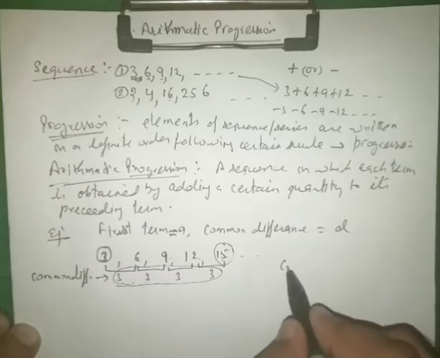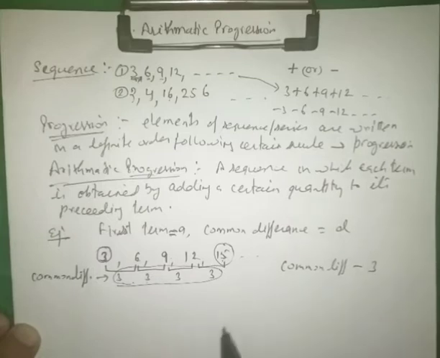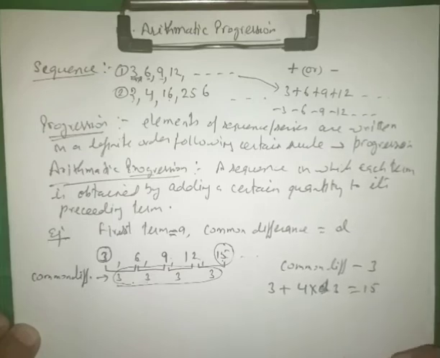So here the common difference is 3, and the first term is 3. So 3 plus 4 multiplied by the common difference d. So here d is 3. So that will be equal to 15.